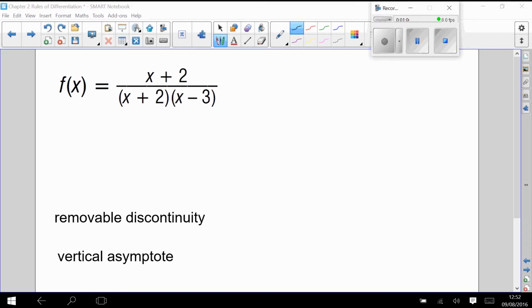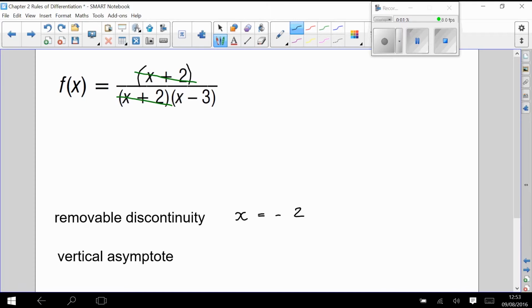In this example, you can see that there is a factor in the numerator of x plus 2, and that factor can cancel the denominator factor of x plus 2. In other words, what I've done there is I have removed that problematic factor in the denominator. Because I removed it, it's called a removable discontinuity, and I therefore have a removable discontinuity when x is going to be equal to minus 2.